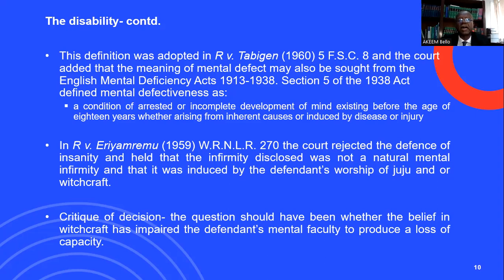So the court said that the meaning of the term mental defect, because the essence of this one in Ara and Omoni is to give a meaning of mental defect, may also be drawn from the English Mental Deficiency Act, which defined mental defectiveness as a condition of arrested or incomplete development of mind existing before the age of 18 years. So this is a medical condition under which a person's development of mind is arrested or incomplete. The person's mind is not completely developed, and this condition may exist in some people before the age of 18 years.